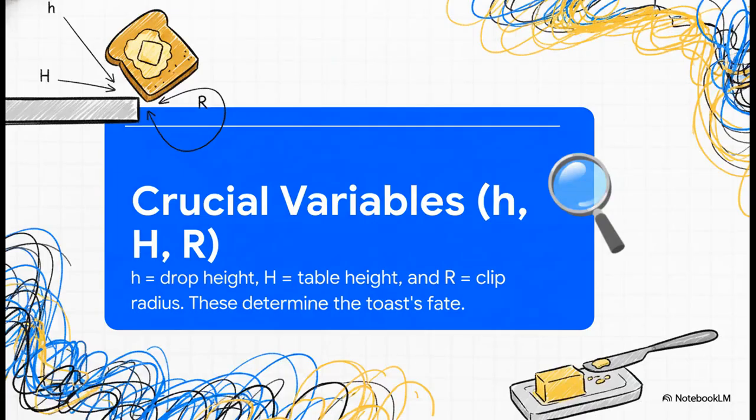Think of it like a treasure map for understanding exactly what happens when your toast takes a nosedive. So, to make sense of this thing, we just need to know the three key ingredients. We've got H for drop height, H for the height of the table, and R for the clip radius. Now, clip radius just means how far from the center the toast catches the edge of the table. That's it. Those three things decide everything.